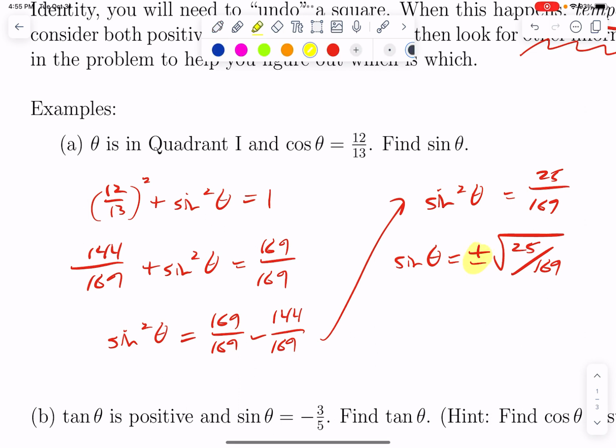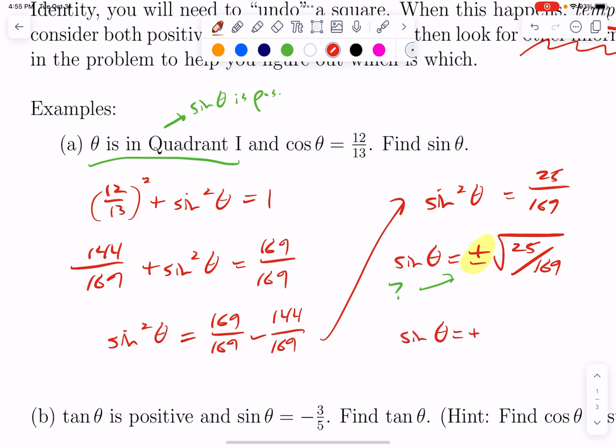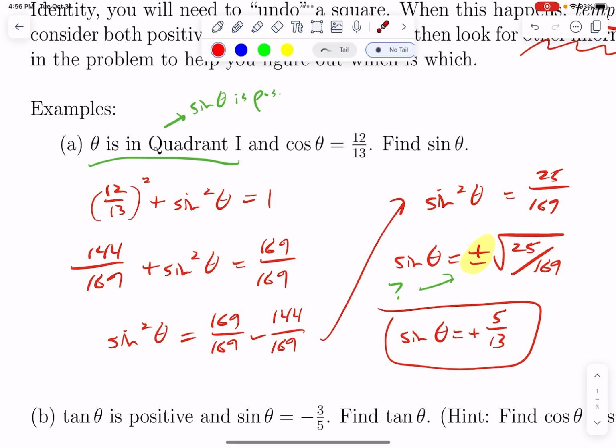And at this moment, I'm just going to pause, and I'm going to ask myself, which one is it? I'm going to reread the problem. I'm told that theta is in quadrant 1. Oh, well, if theta is in quadrant 1, that means that sine theta is positive. So that information was there. I can go back here and say, okay, I thought about maybe it's positive, maybe it's negative. But in this case, it's going to be positive, and that square root works out to 5 over 13. This plus sign here is unnecessary. I just left it there to communicate that I thought about the answer and know it's positive.